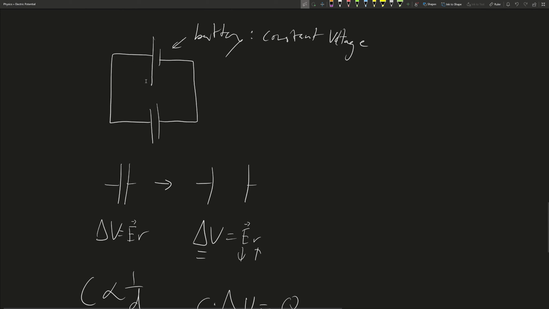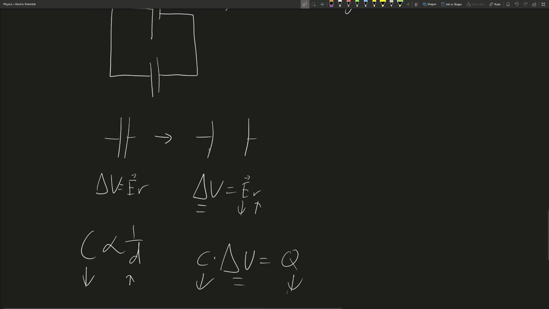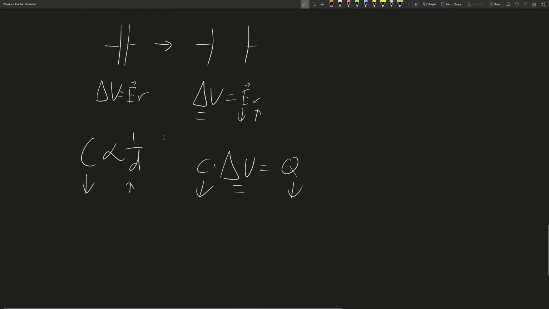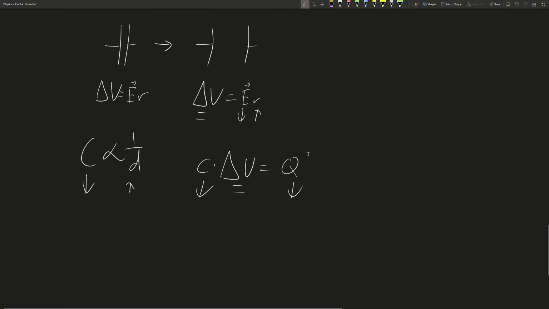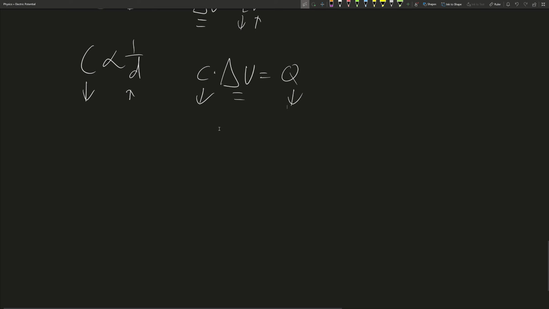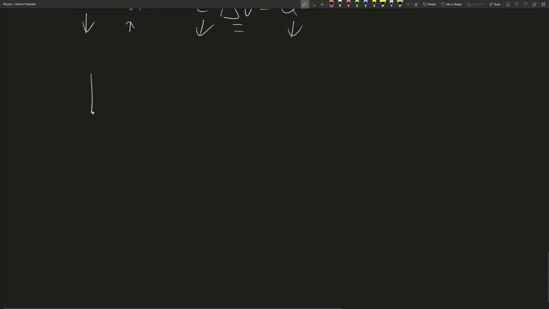So this is when it's connected to a battery. And if it's going the opposite way, then everything here is flipped. So if you get closer together, voltage is the same, but field strength increases because charge increases and capacitance increases. Now, what happens if you just have two plates here that are not connected to the battery?